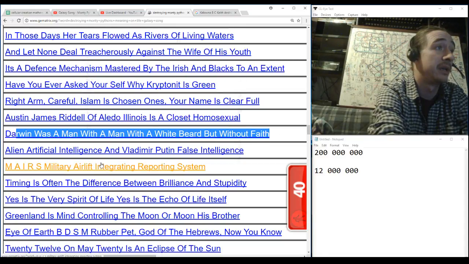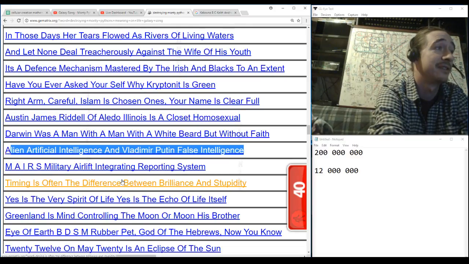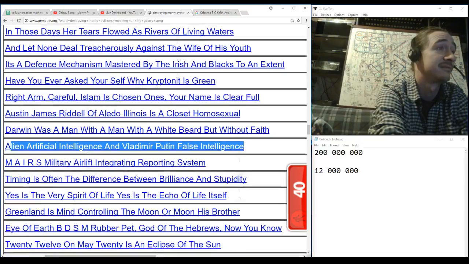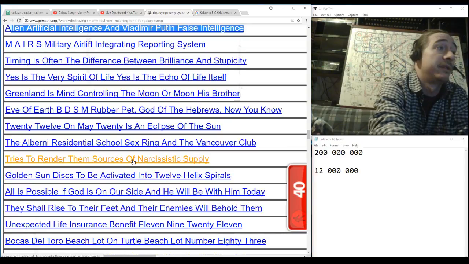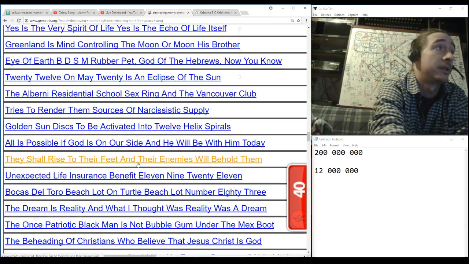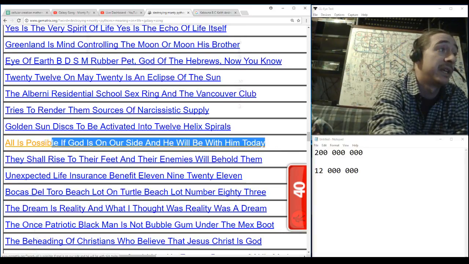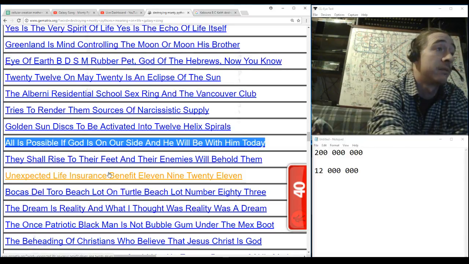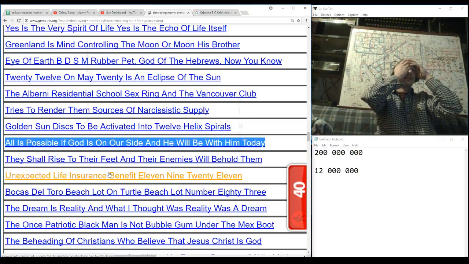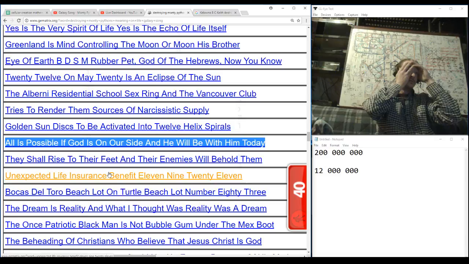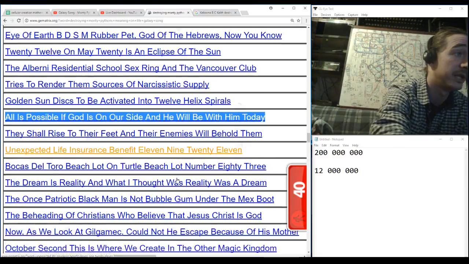Darwin was a man with a white beard, but without faith. Alien artificial intelligence and Vladimir Putin false intelligence. I didn't write this. I didn't write these things. Tries to render them sources of narcissism. I just decoded the Galaxy song by Monty Python. You know, maybe people have listened to that and not understood what it meant until now. How many times did I listen to that before I understood what it meant? All is possible if God is on our side and He will be with them today. They rise to their feet and their enemies will behold them. Sure. Alright. The dream is reality and what I thought was reality was a dream.